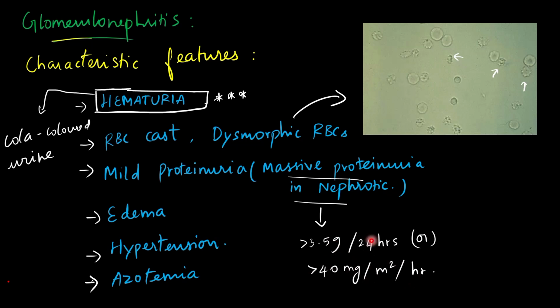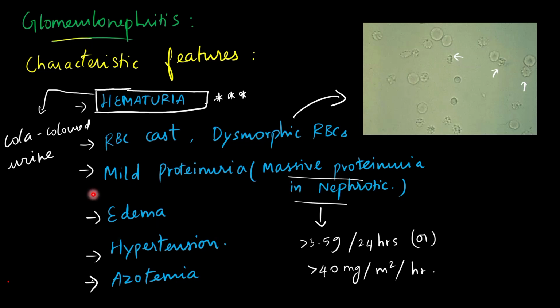This is the massive proteinuria which is seen in nephrotic syndrome, and in nephritic syndrome there will be mild proteinuria less than 3.5 gram per 24 hours, and there will be edema, hypertension and azotemia. Azotemia is increased level of ammonia in blood. So these are the important characteristic features of glomerulonephritis. If you see these manifestations in a case scenario, you should write the diagnosis as glomerulonephritis.